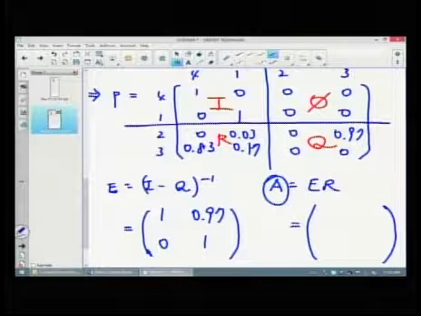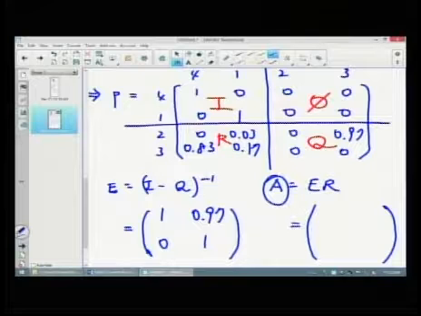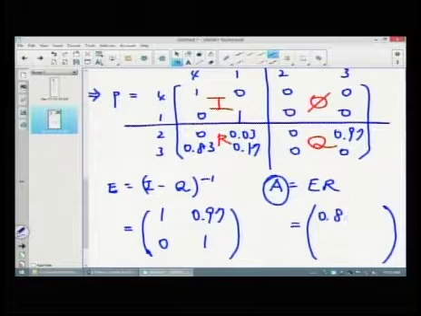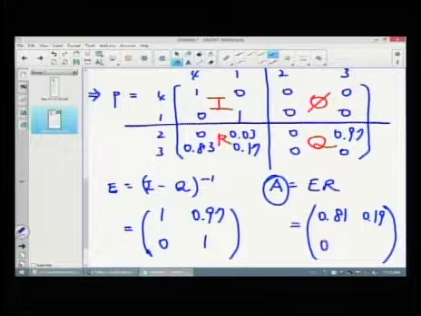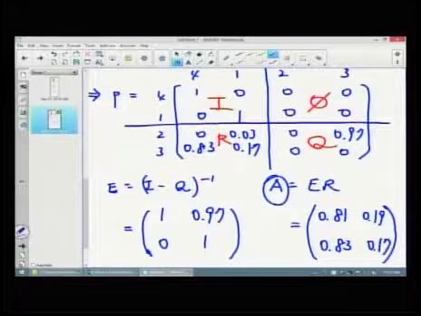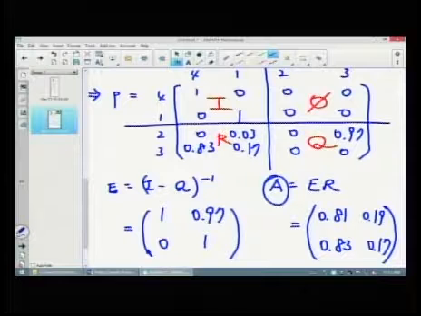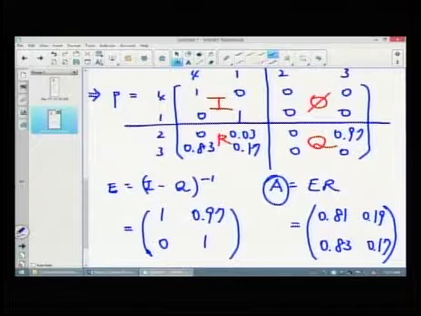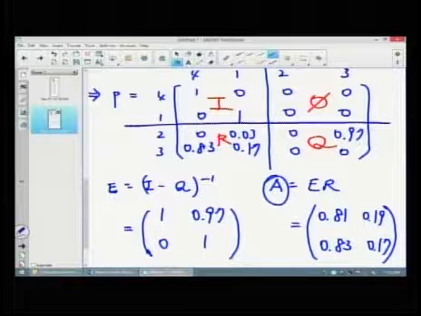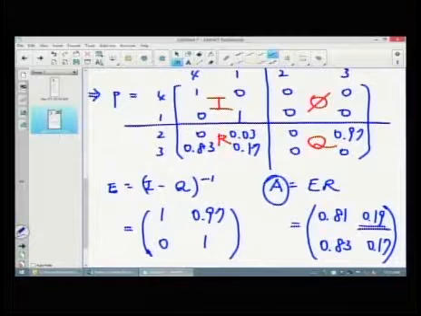0.81. Yeah, 0.81. 0.19? 0.19. 0.83, then 0.17. Okay. So, how do you answer the question? 0.19 up here, right?